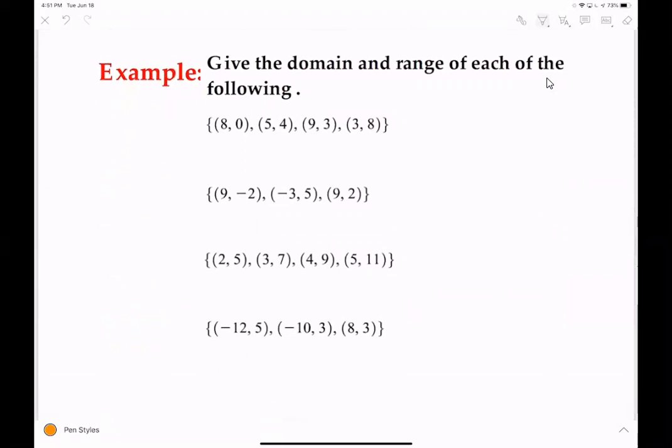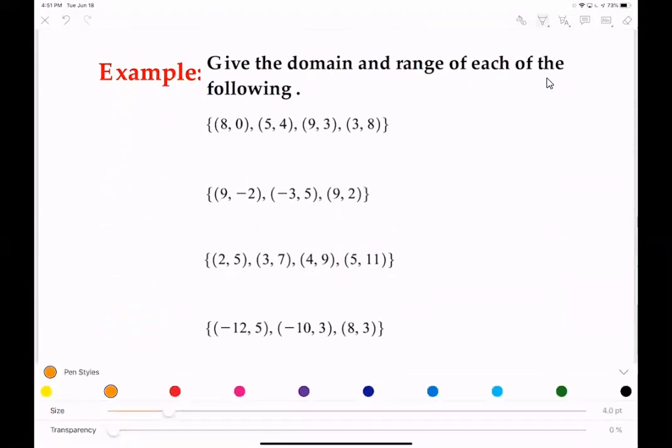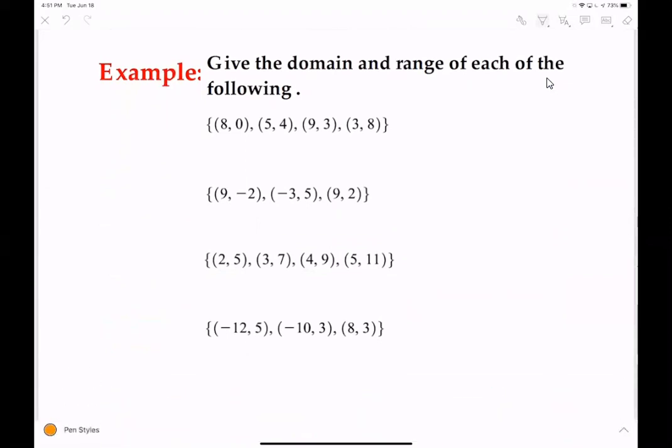I'm going to label the domain D and the range R. We're going to list our x values. You can put them in order, but you don't necessarily have to. Let's make it easy and go by the order they are here. So we have 8, 5, 9, and 3 as our domain. Then our range will be 0, 4, 3, and 8.